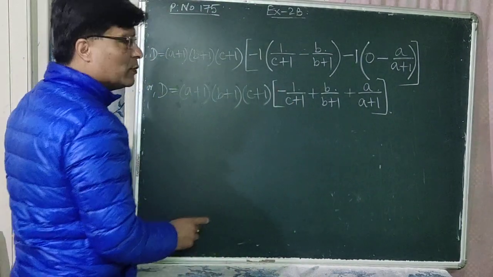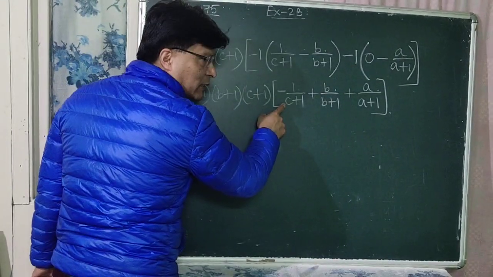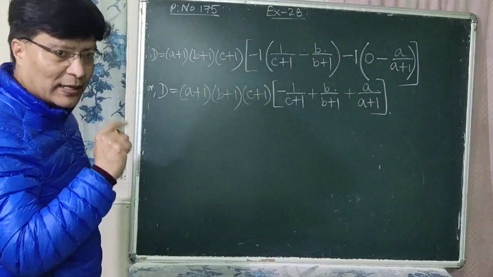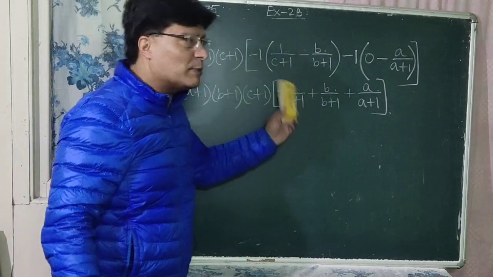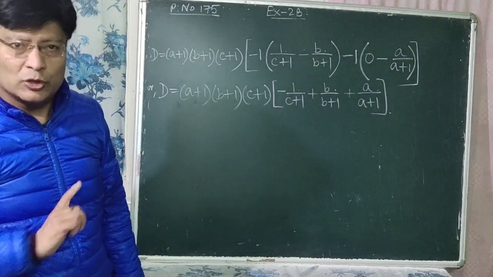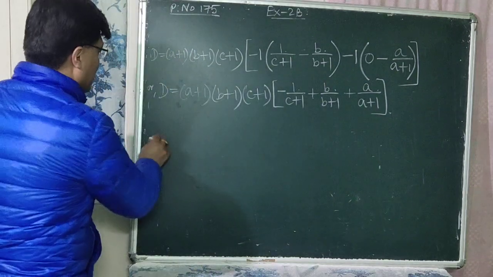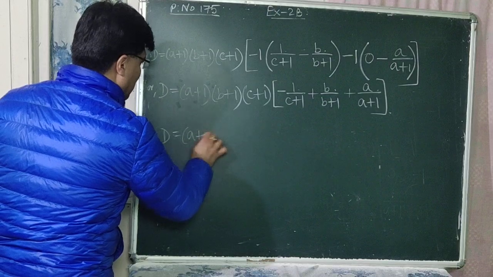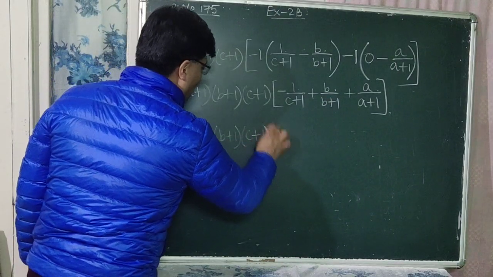Okay? So now what we'll do here is, here the denominator is c plus 1. You write c plus 1 in the numerator as well. But is there c plus 1 in the numerator? No. Only 1 is there. You have to cancel that c. Okay. So therefore, D is equal to a plus 1 into b plus 1 into c plus 1.